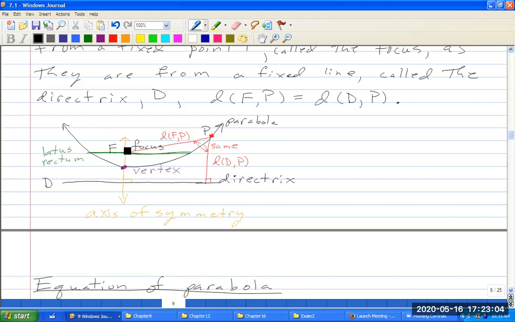If I take a line passing through the focus perpendicular to the directrix, this would be called the axis of symmetry. If I take the intersection between the axis of symmetry and the parabola, this would be called the vertex. If I take a line passing through the focus parallel to the directrix, this is called the latus rectum.